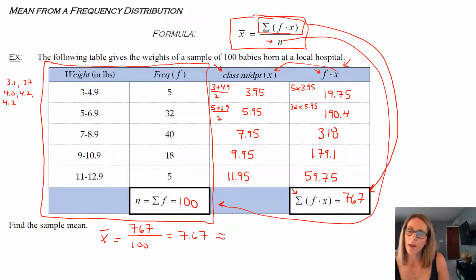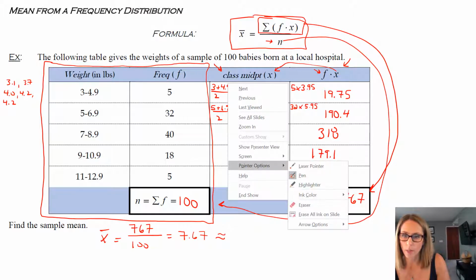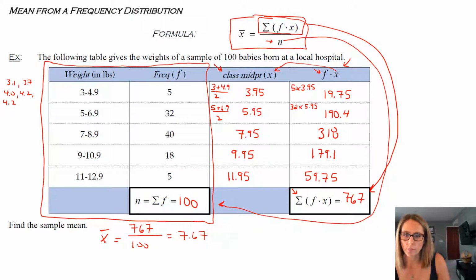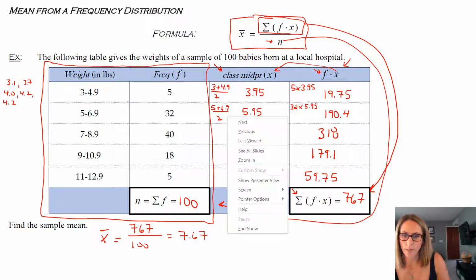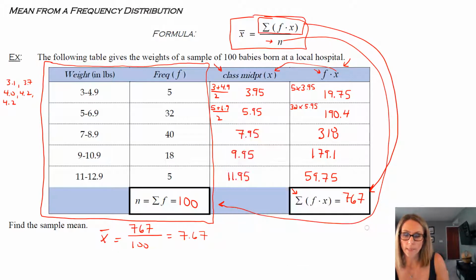And then because our round off rule is one more than the data set, now that I think about it, we're actually okay, because by looking at the weight, it looks like they were probably given the weight to 1 decimal place. And so rounding to 2 decimal places is perfect.